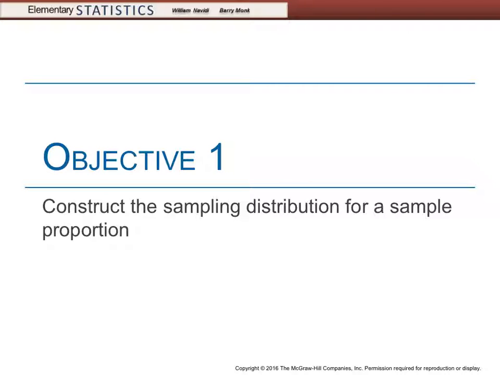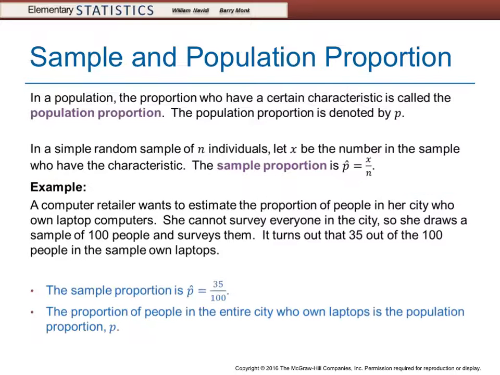Objective 1. Construct the sampling distribution for a sample proportion. In a population, the proportion who have a certain characteristic is called the population proportion. The population proportion is denoted by P. In a simple random sample of n individuals, let x be the number in the sample who have the characteristic. The sample proportion is p hat, equal to x over n.